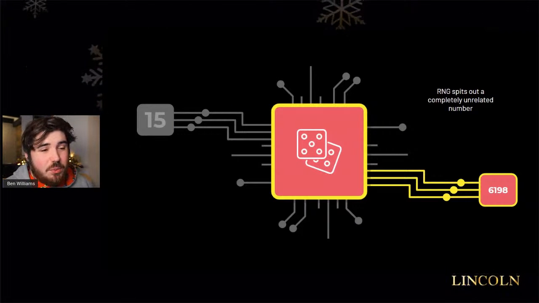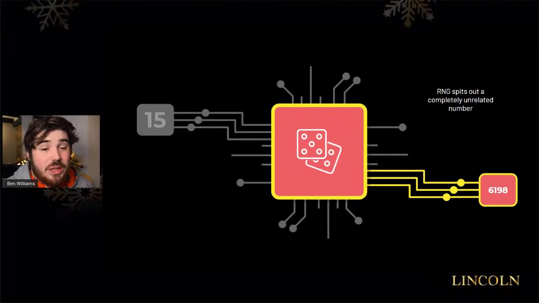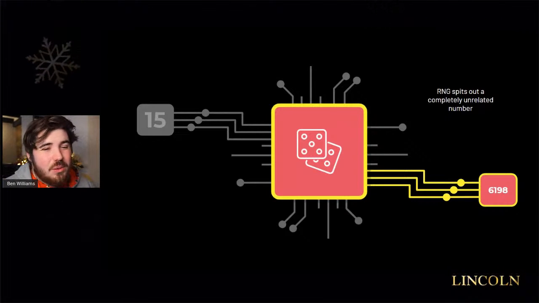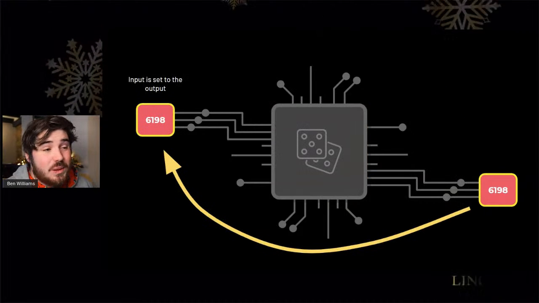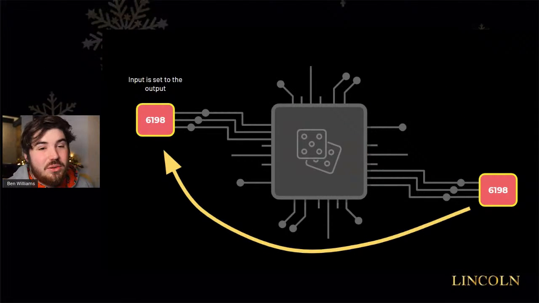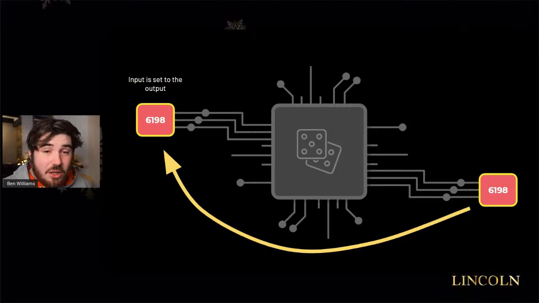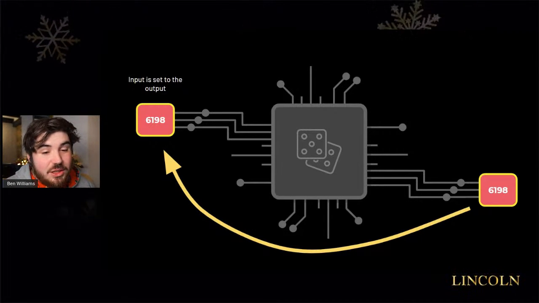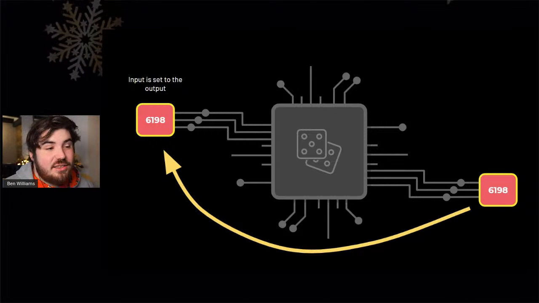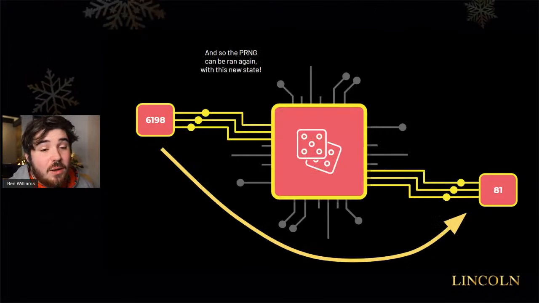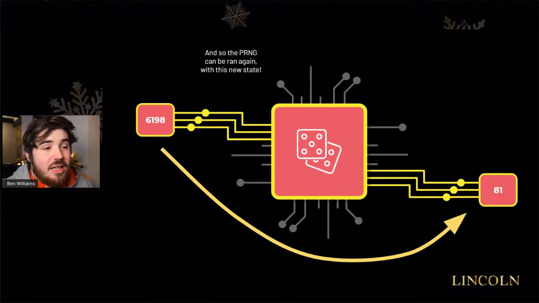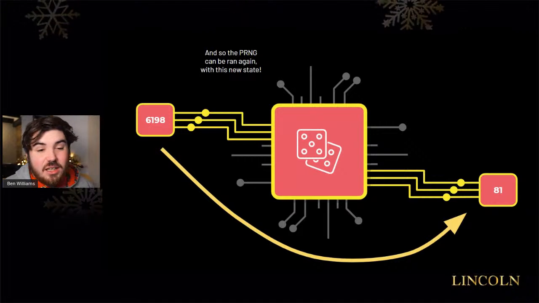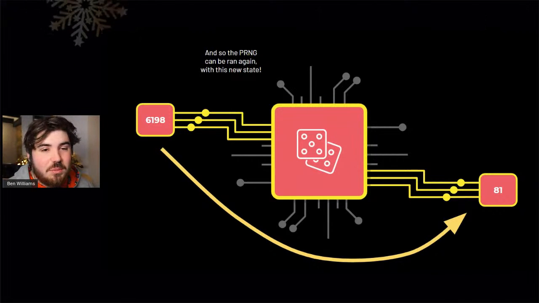So in this case, if we put in 15 and we run it through that formula, we get out 6198, right? And then this is probably one of the most crucial steps of the PRNG: we take that output and we set it to the input, right? And then essentially when you ask for a random number next time, it's using that output as the input. So if we generated this again, we might get 81, for example. And if we did this even more, 81 would be set to the state, and then we'd use it again. And this is how we can generate random numbers.